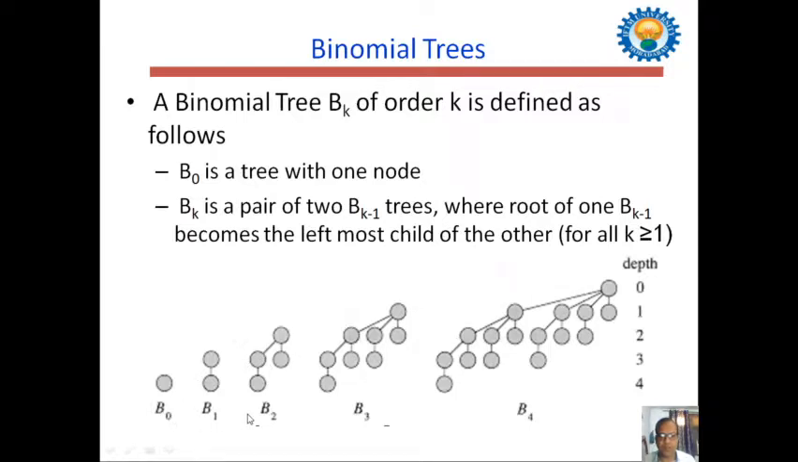This degree also tells about the depth of the binomial tree. B0 binomial tree has depth 0. B1 binomial tree has depth 1. B2 binomial tree has depth 2. B3 has depth 3. Similarly, B4 has depth 4. So we can say that Bk binomial tree has depth k.